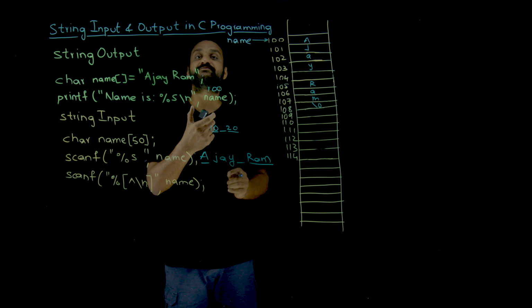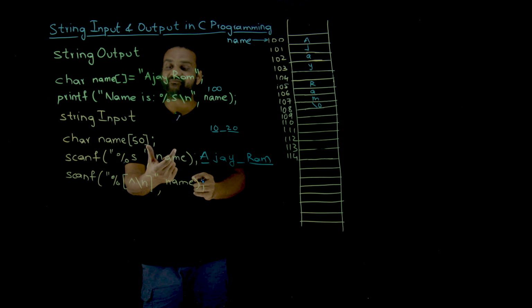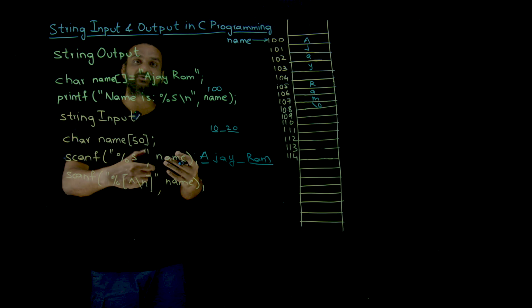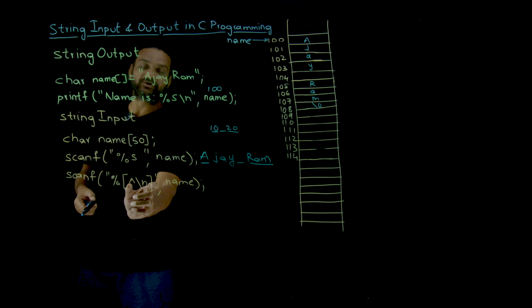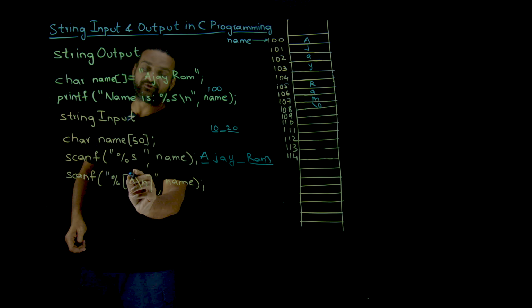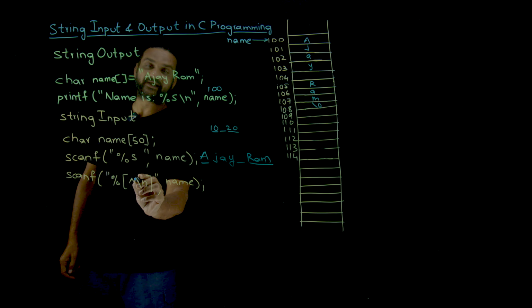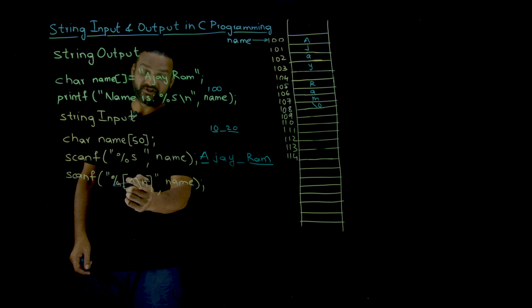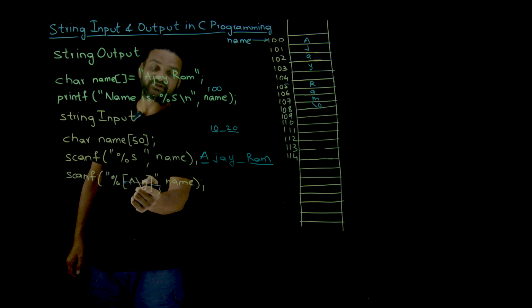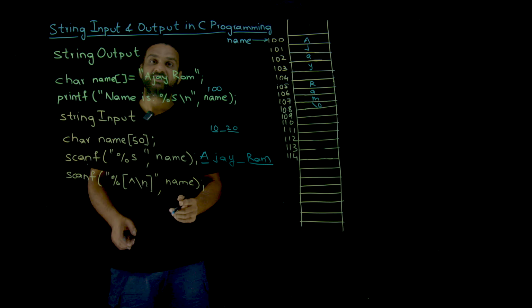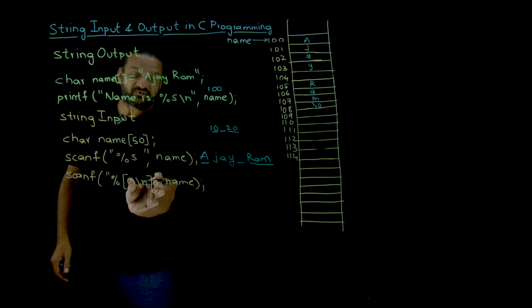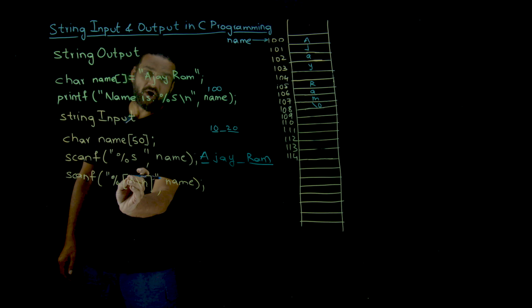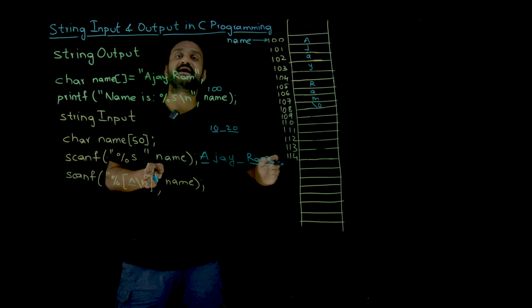So how do we solve this problem? There is a hack for this, which is an unprofessional way to solve it. This is how it is used. Instead of s, you use these brackets and provide a cap symbol, which you find on your keyboard, and after that you provide \n. What it means is that it is a pattern matching sequence.